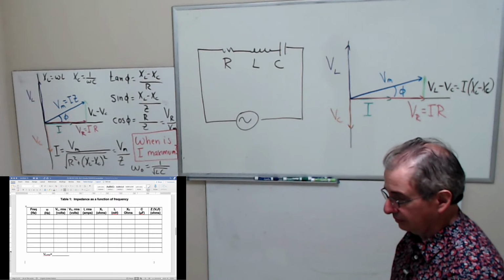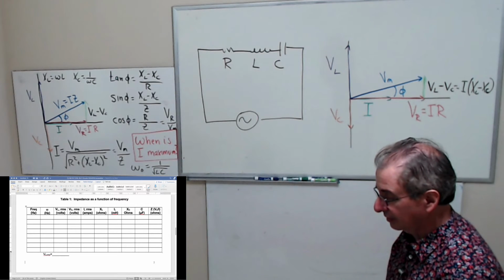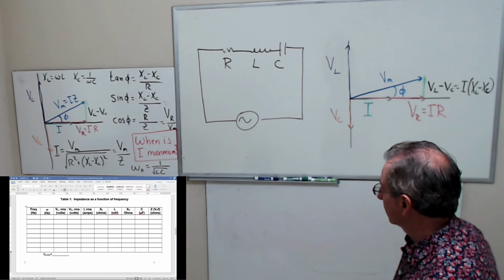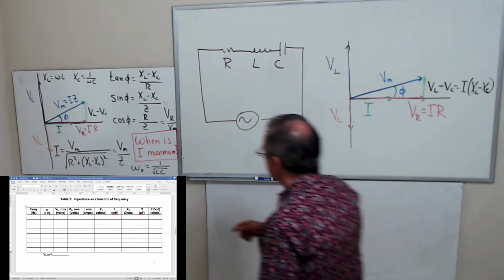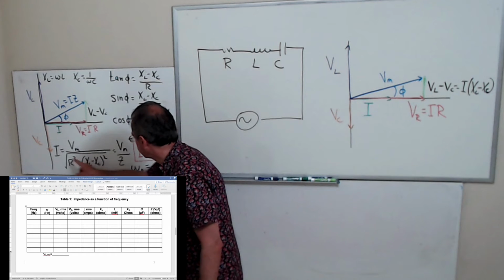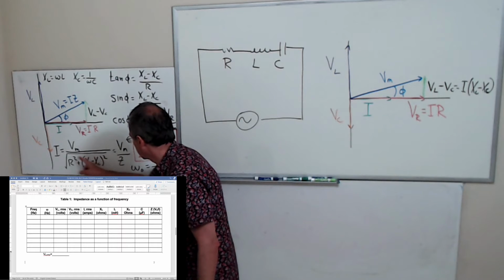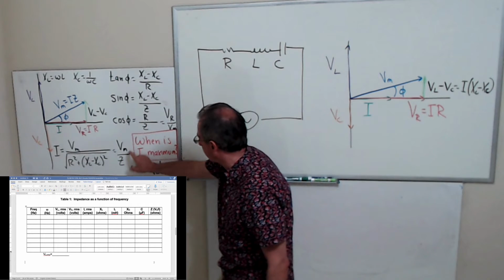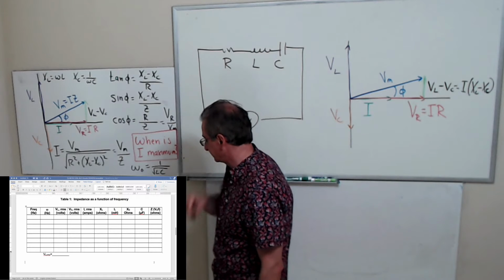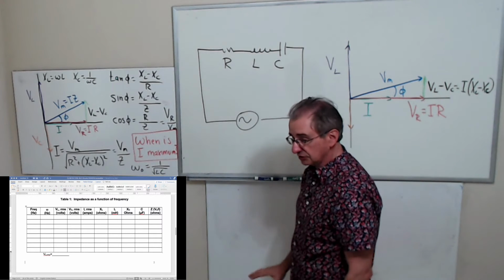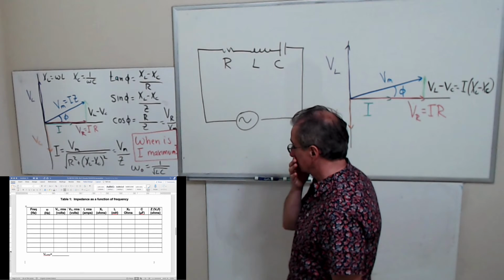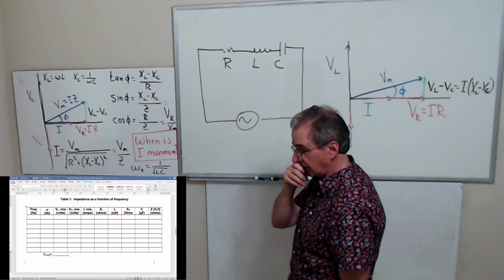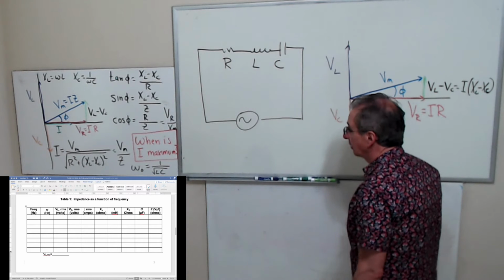Are we okay? Is the Z just a letter, like a constant, or what does Z represent? Z represents this thing. Oh, okay. That's the total impedance of the circuit. So it's the total impedance of the circuit. Okay, so it would be the hypotenuse.